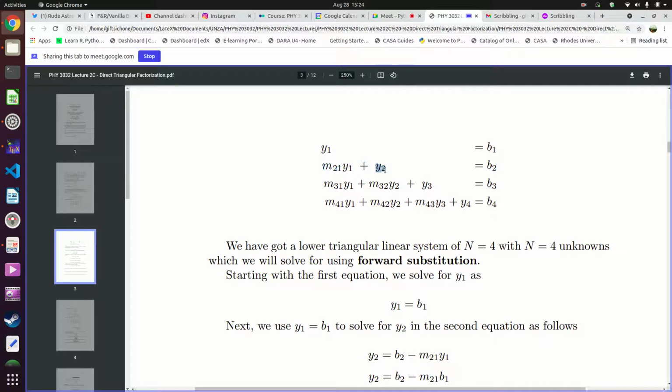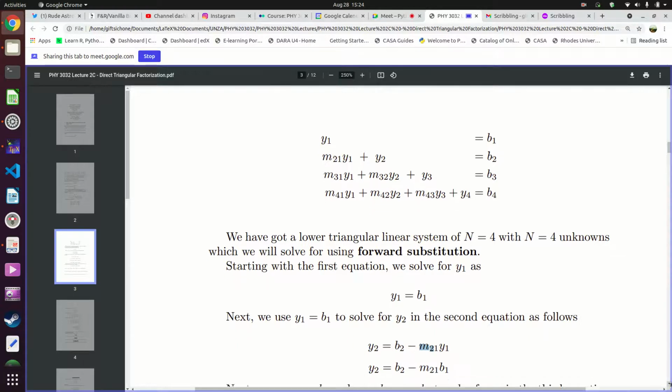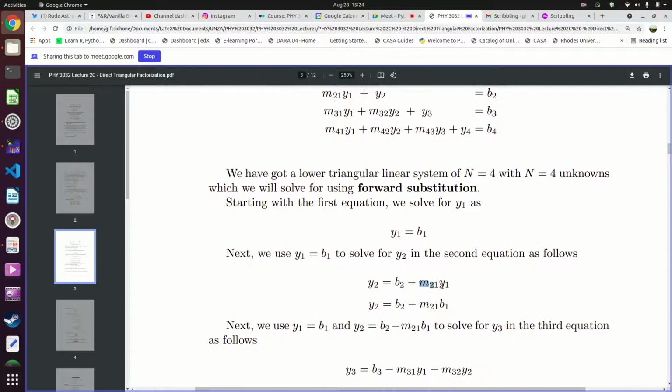So for y2 in this particular case, when you take this bit to the other side, you're going to end up with y2 being equal to b2 minus m21 y1. Then you substitute whatever value you found for y1 here. Your y1 in this case was b1. So in place of y1, you put your value for b1. So you end up with y2 equals b2 minus m21 b1.